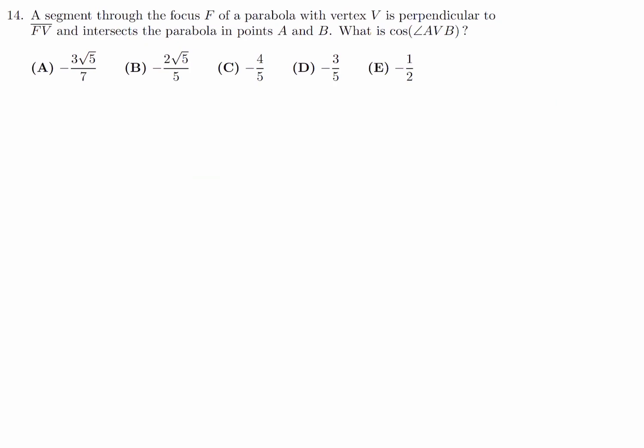A segment through the focus F of a parabola with vertex V is perpendicular to FV and intersects the parabola in points A and B. What is the cosine of AVB? All right, well, a little bit of definitions.